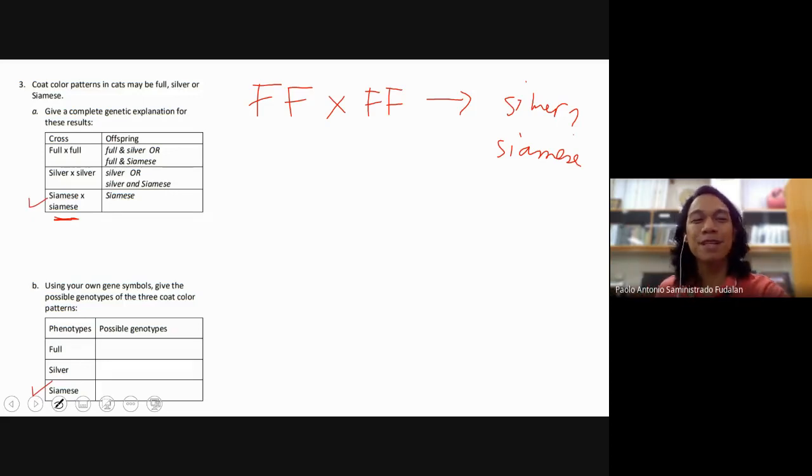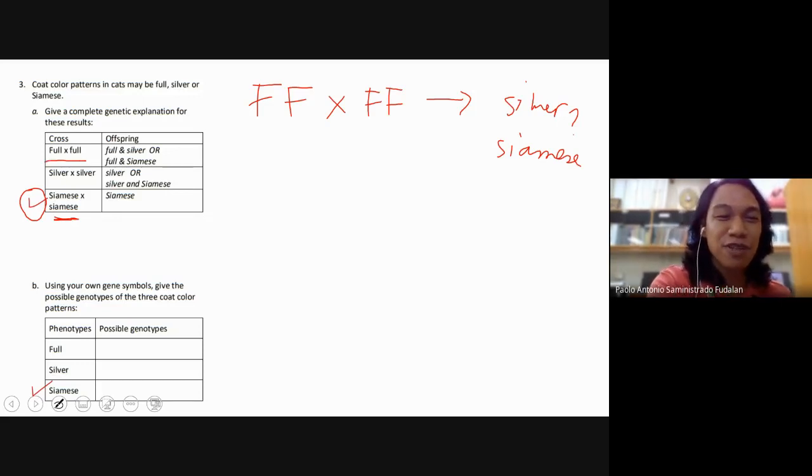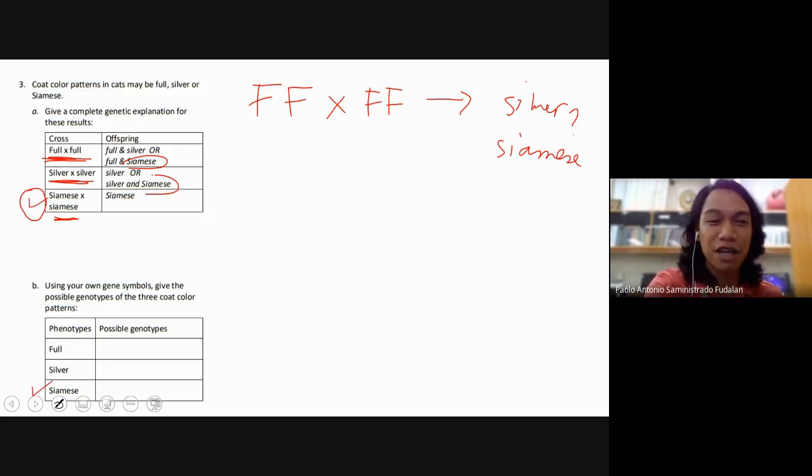Then again, let's focus on the Siamese color or pattern here. Kasi it's the simplest one to analyze. It somehow is masked. Okay, I'm already saying the important terms here. In the full times full, it appears as an offspring, but it's masked here in the parents. In silver times silver, it's also masked by the silver because it appears in the offspring, but it doesn't appear in the parents. But if you cross a Siamese parent with a Siamese parent, it's true breeding, only Siamese is a possibility. So ano na ito? Siamese gets masked by full, gets masked by silver. But Siamese will appear. What does this remind you of?